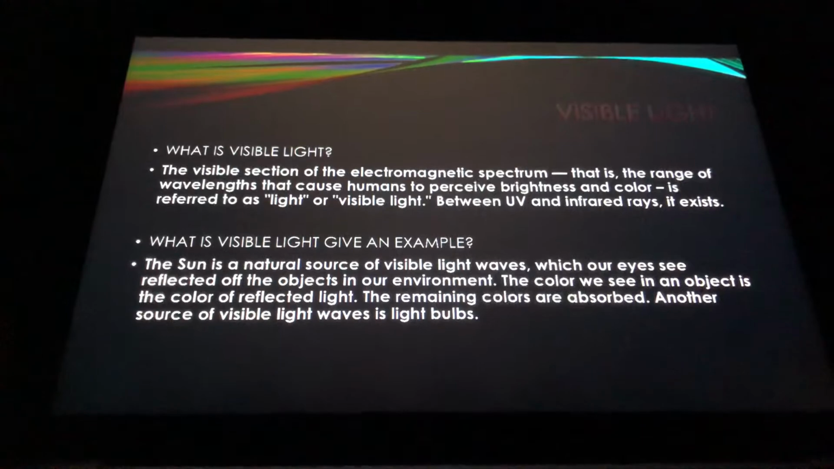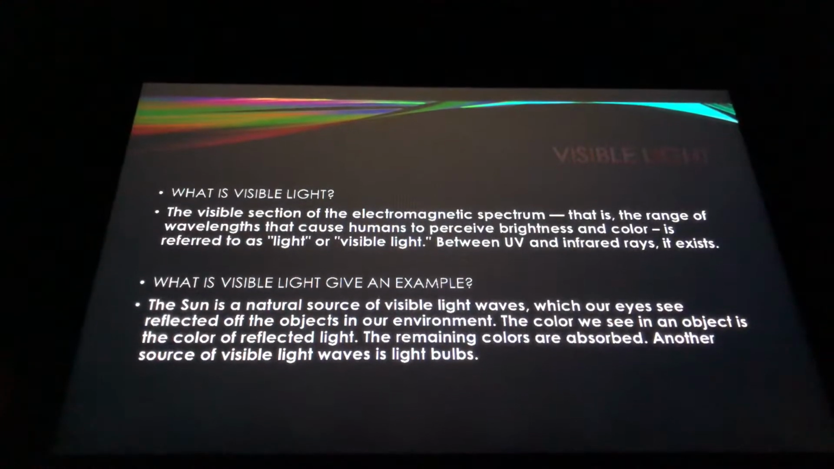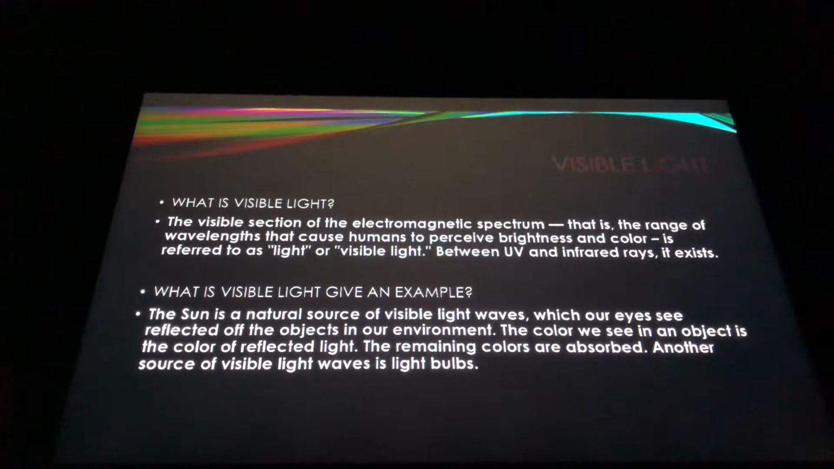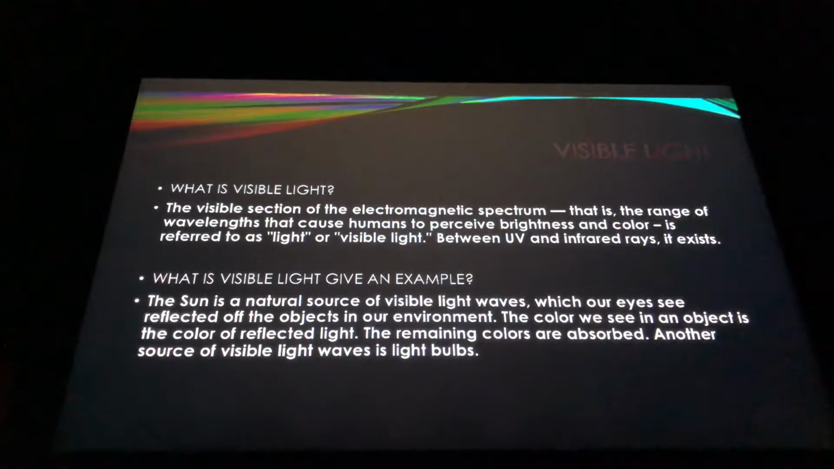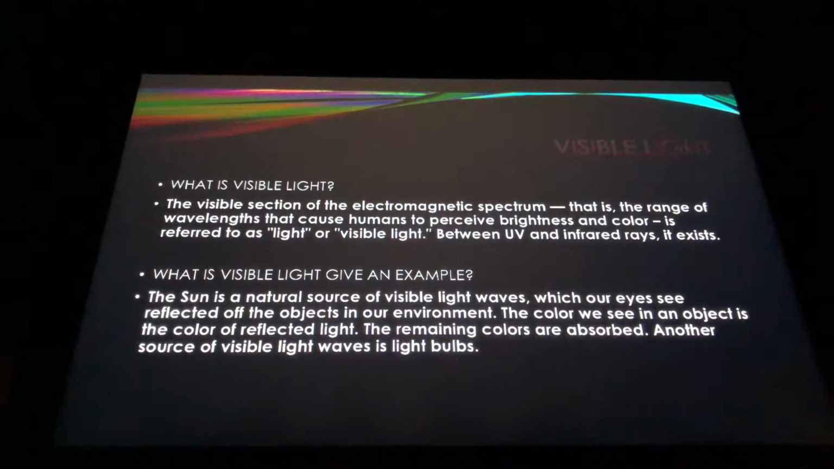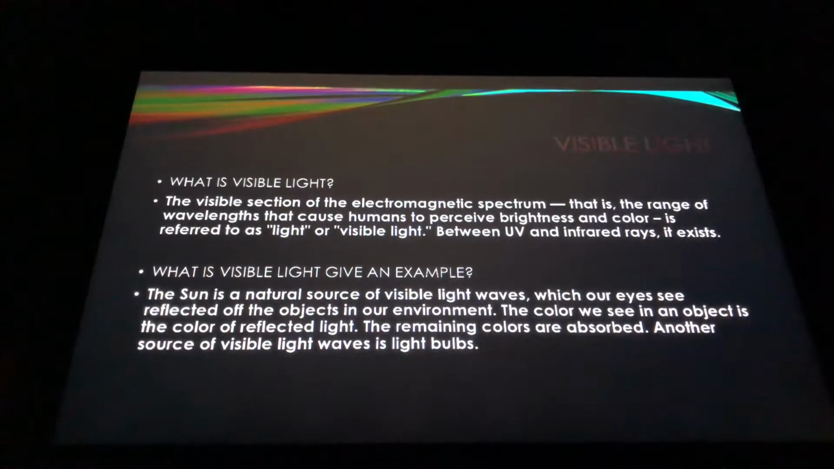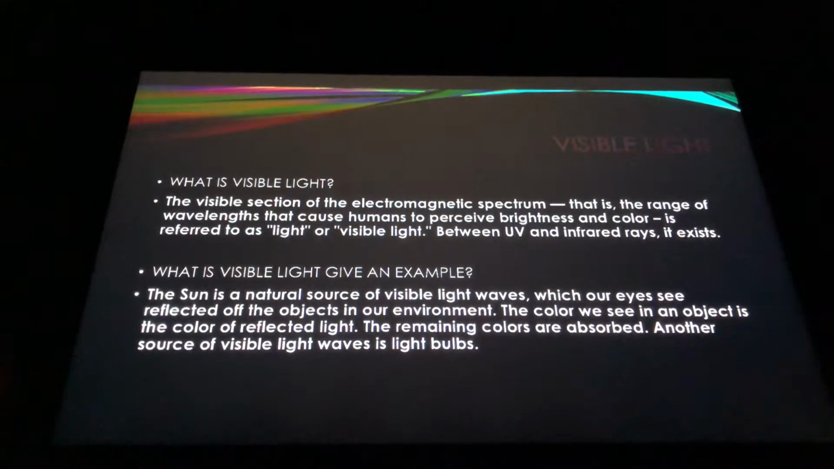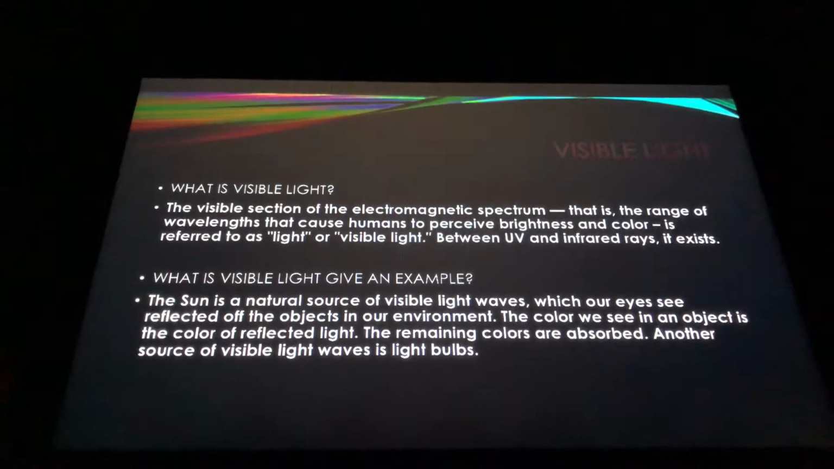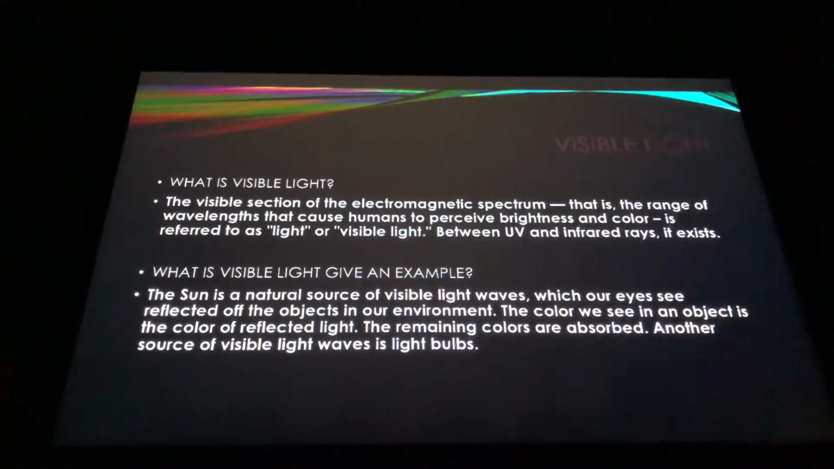So my subject is visible light. Okay, so basically, what is visible light? The visible section of the electromagnetic spectrum, that is the range of wavelengths that cause a human to perceive brightness and color, is referred to as light or visible light. It exists between UV and infrared rays.